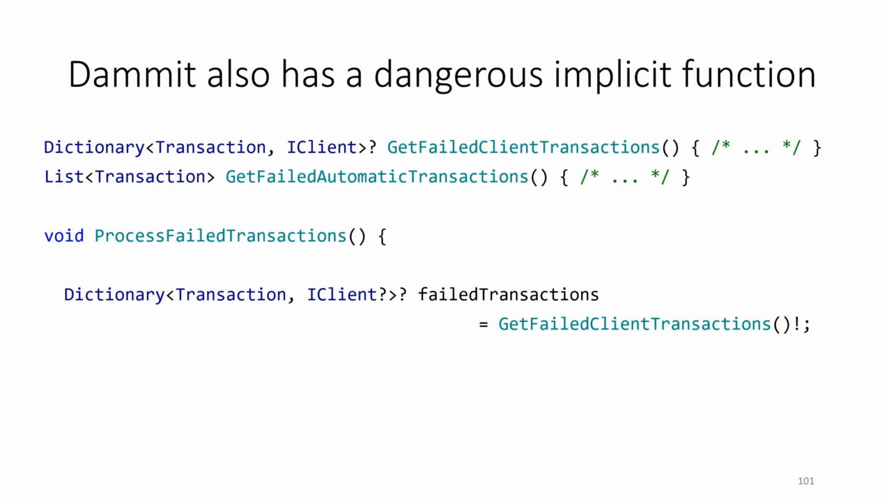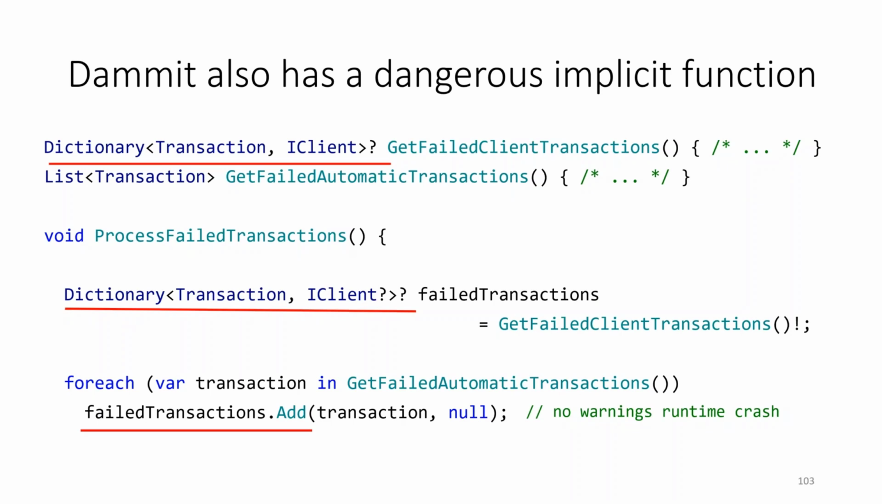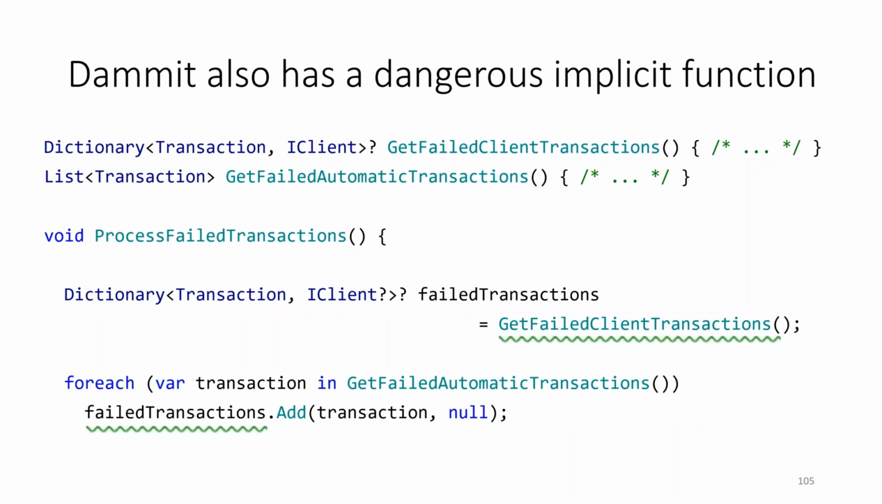So now we suppress the warning because there was nothing wrong with this warning, and I'm going to add automatic transactions to this dictionary as well without clients. And now I have a problem in my code because there is no warning when I dereference this dictionary to add a new transaction into it. Even so, I declared the variable as nullable, and the method is clearly annotated as returning null if there are no failed transactions. And this actually happens because of this damit operator, because there are two functions to it. First, it suppresses the warnings, but second, it tells the compiler that this variable isn't nullable. So if I remove it, I get both warnings back.